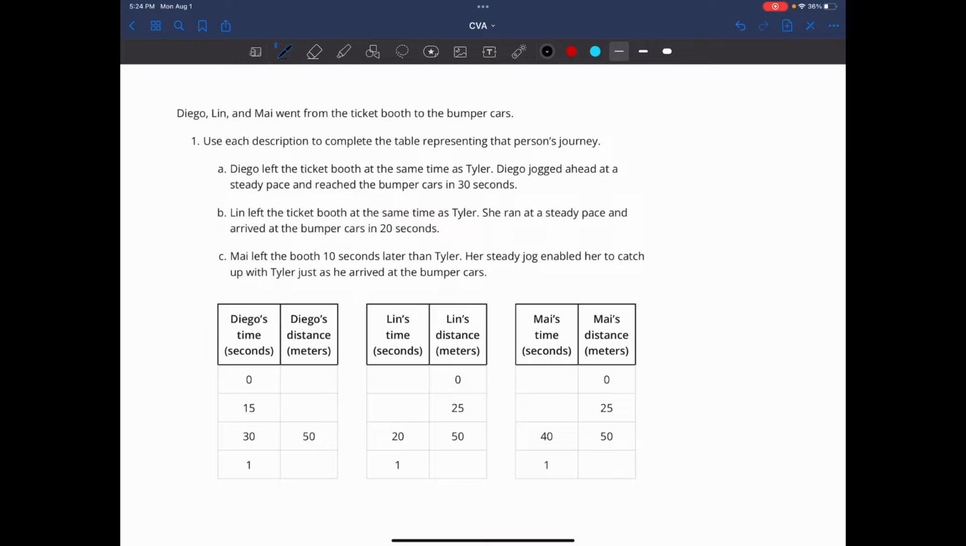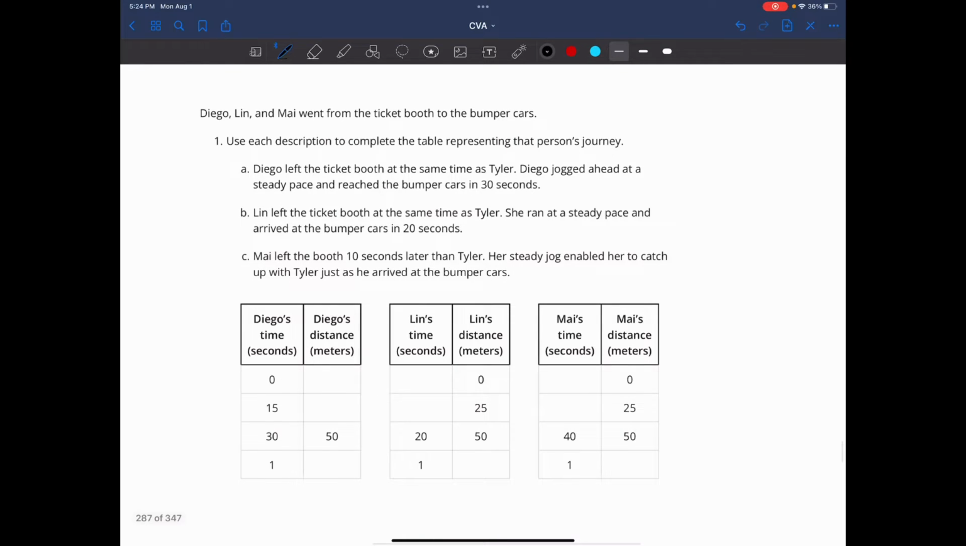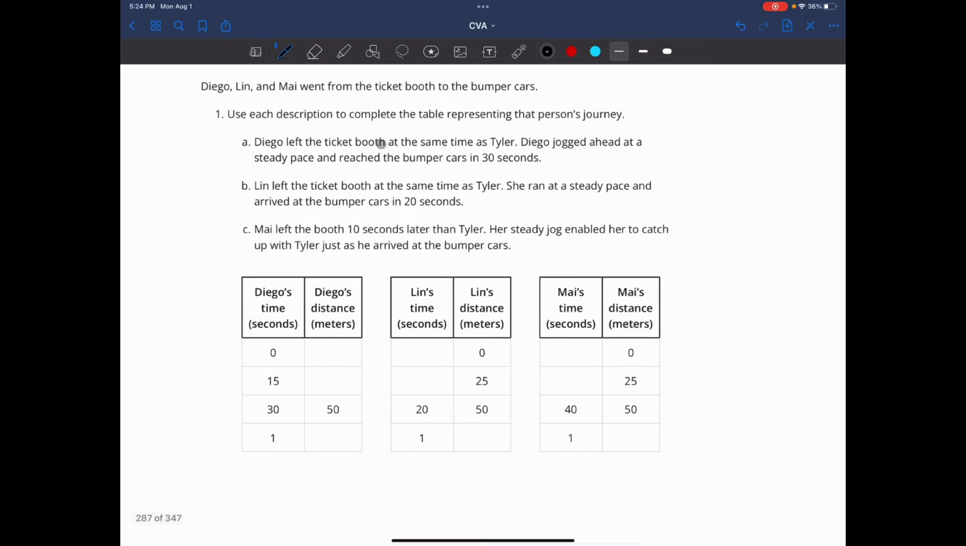All right, let's take a look at this problem here. So Diego, Lynn, and Mai went from the ticket booth to the bumper cars. Complete the table. Diego left the ticket booth at the same time as Tyler. Okay, seems pretty important, so I'm going to highlight that. Diego left at the same time as Tyler.